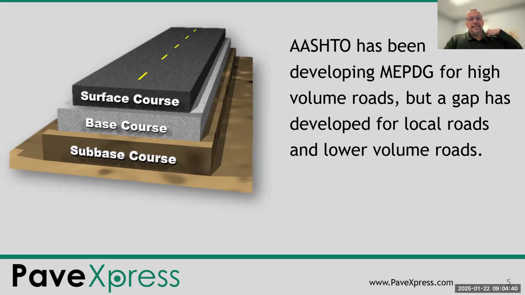Starting in 1996, AASHTO, the American Association of State Highway and Transportation Officials, began developing a new pavement design methodology for use by state highway agencies, known as the Mechanistic Empirical Pavement Design Guide, MEPDG. This methodology was adopted by AASHTO in 2007.